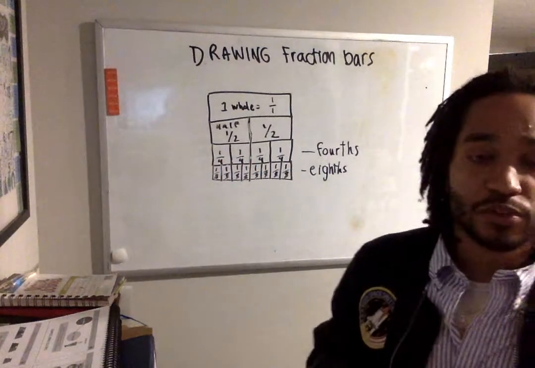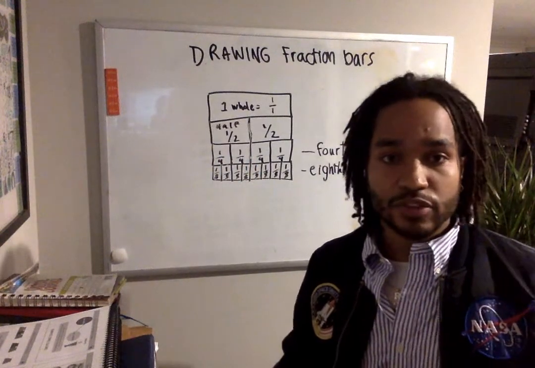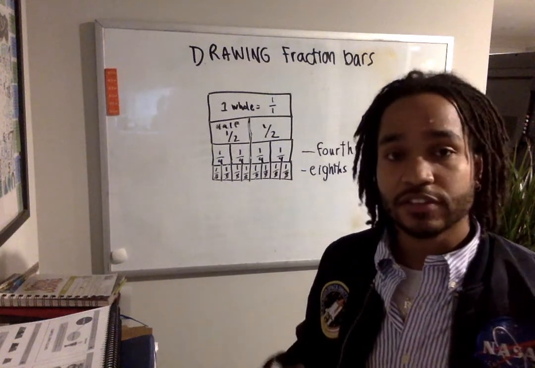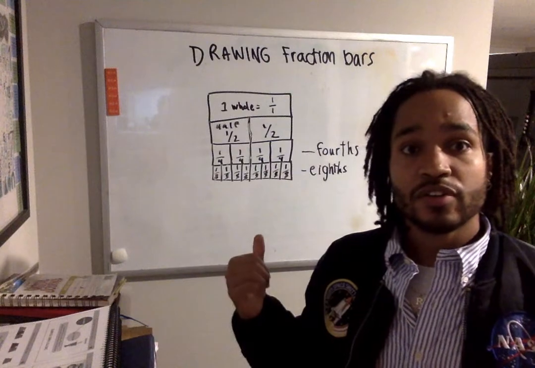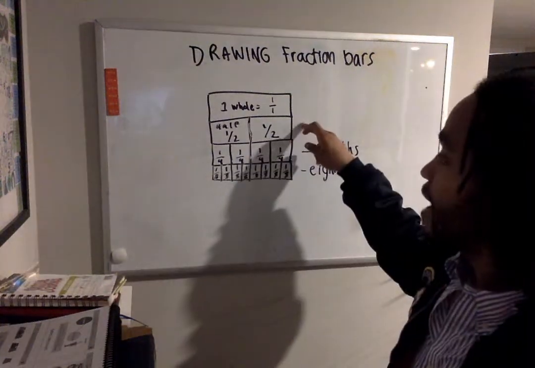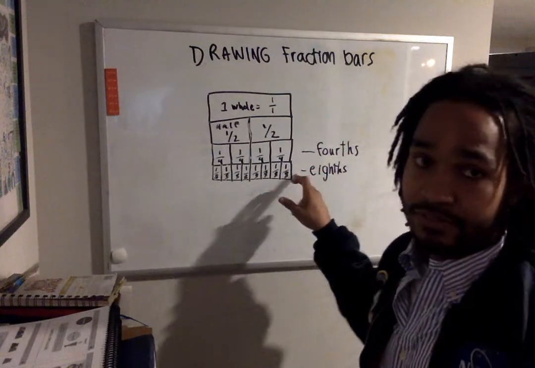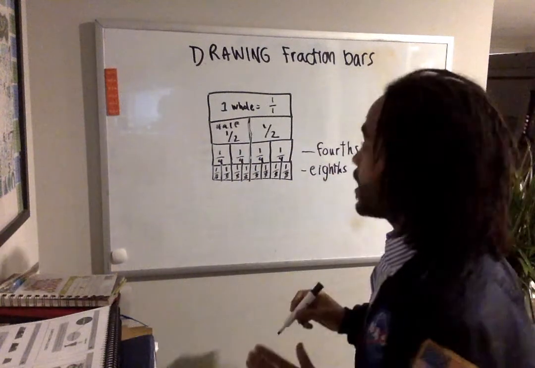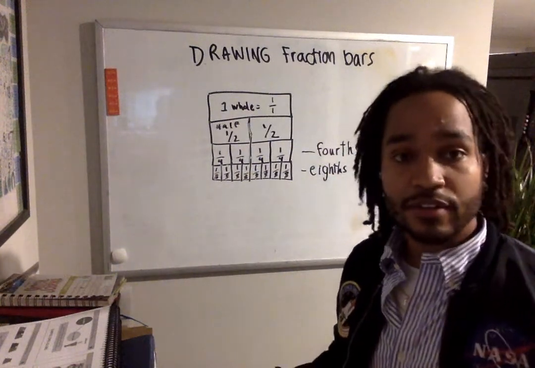It's a really good visual. You should get into the practice of doing this all the time when we're comparing and trying to identify fractions. So this is how you draw some fraction bars. But this is for halves, fourths, and eighths. Now, what I'm going to show you is how to actually do it with some other numbers.